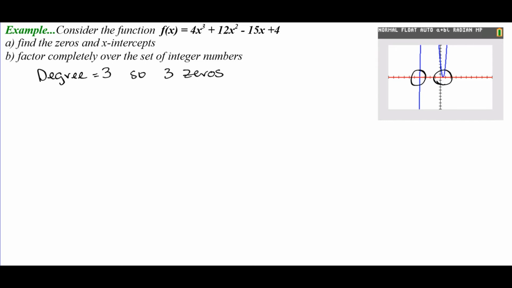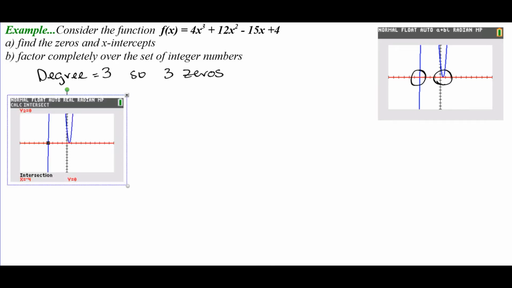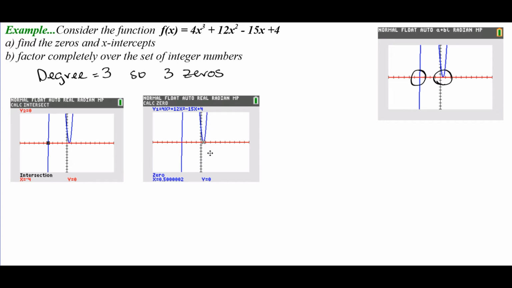So what we want to do first is graph it and find any rational zeros that we can from the calculator. So from here we can see that I have a 0 at -4. From this second area, I'm getting a 0 at 0.50000002, so we might do a little bit of algebraic work to double check and make sure, is that exactly 0.5 or is it an irrational number?